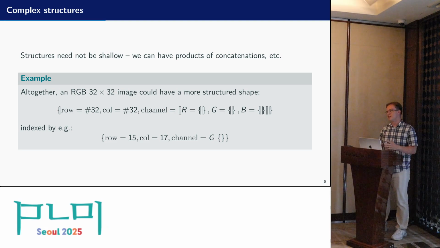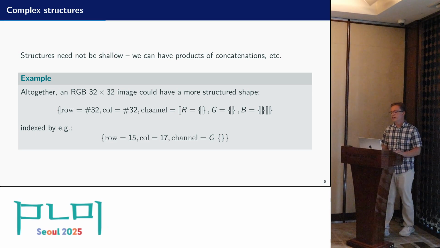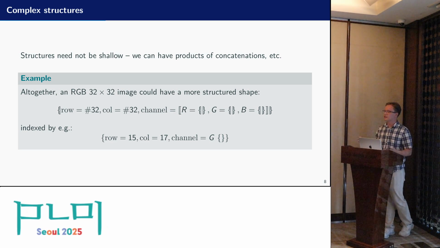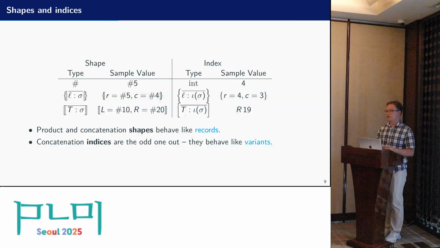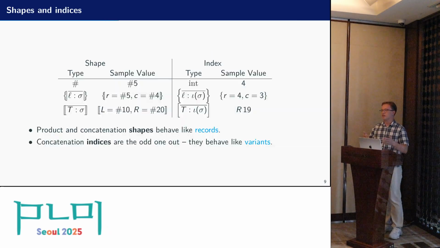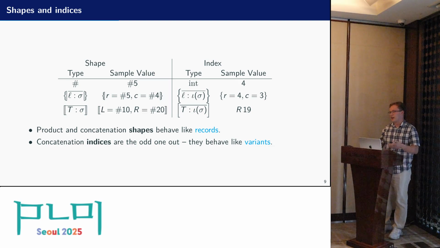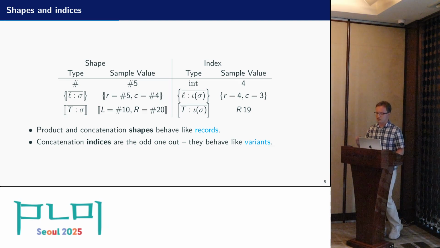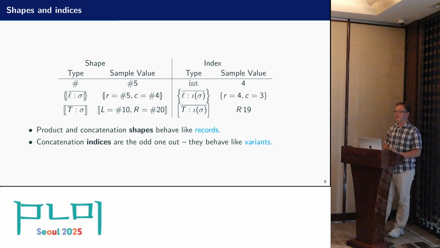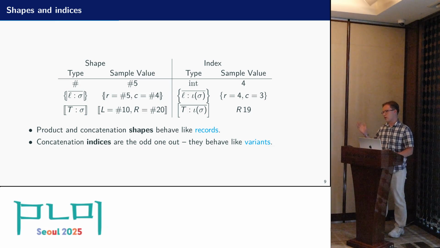I can say that instead of saying that the channel dimension is of size 3, and then arbitrarily say that maybe channel 0 is R and channel 1 is green and channel 2 is blue, I can label these as part of a concatenation shape with appropriate singleton cases, because there's no more information within except which tag it is, whether it's red, green, or blue. And then I can index into this with something like row 15, column 17, channel green, right?